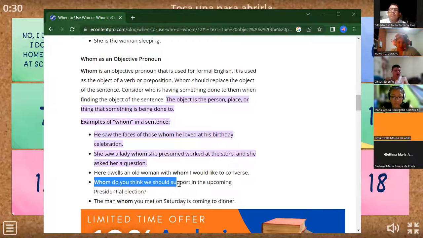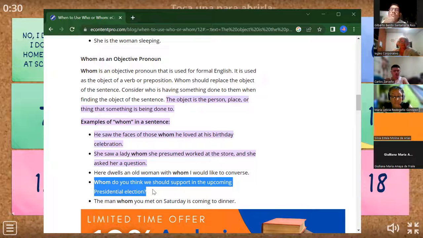Let me see this example. Whom do you think we should support in the upcoming presidential election? So it is also like asking plural, right? A quienes, a quienes. This is one example that we can use plural when we are asking a quienes. Let me see the other example: the man whom you met on Saturday is coming to dinner.